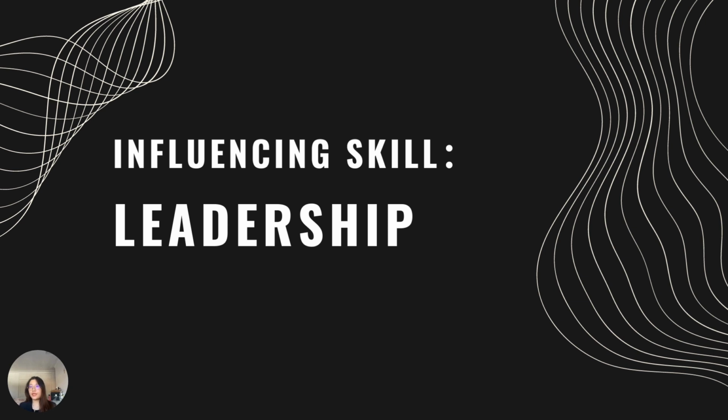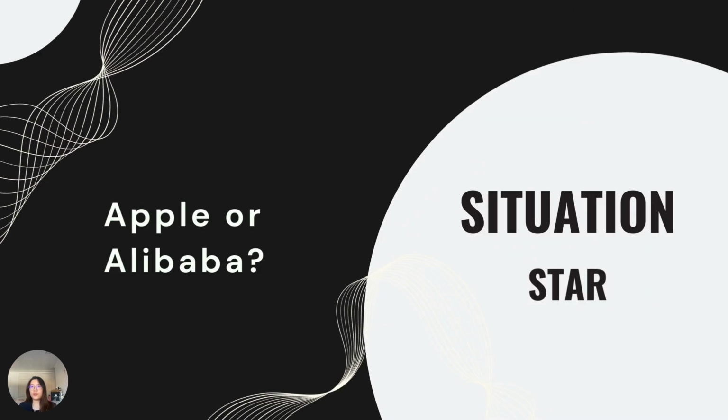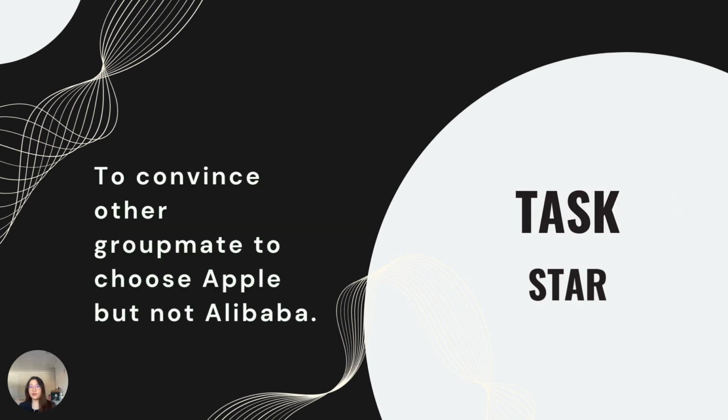So during our group discussion, I think the influencing skill I have demonstrated in the group is leadership. The situation is, in this group interview, we need to choose two of the four companies offered to ourselves to find the organization issue and to provide a solution. Both I and another member of our group chose a technology company, which is Apple and Alibaba. And therefore, the task for me is that I want to convince other crewmates to choose Apple but not Alibaba.